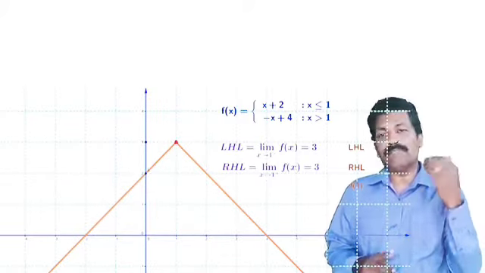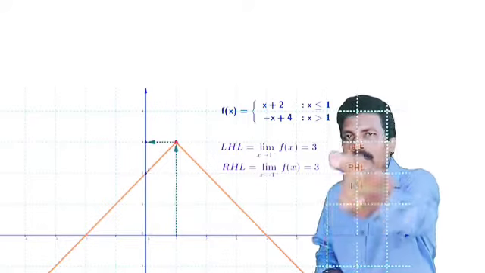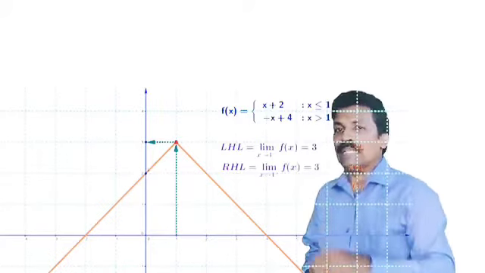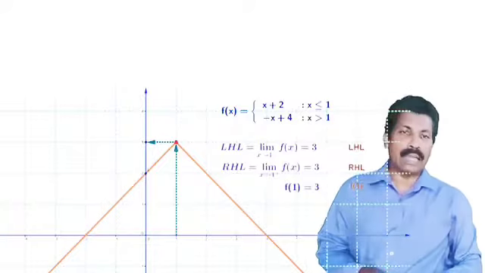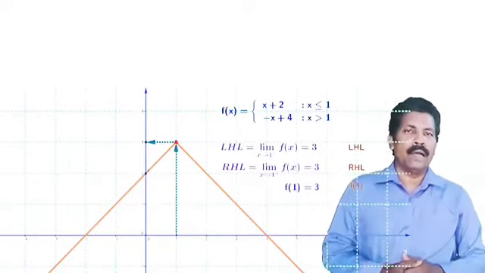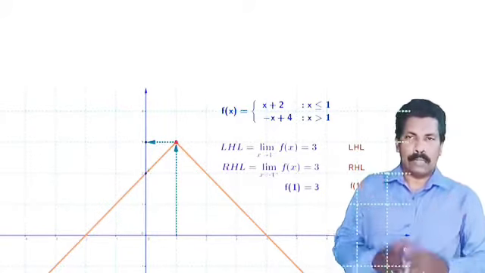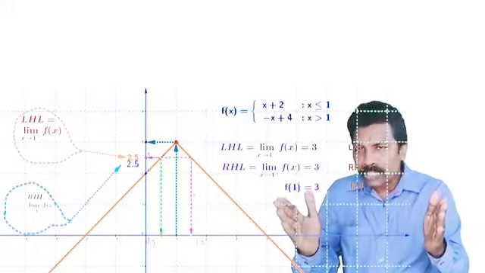Now, what about f(1)? When x is 1, you can see f(1) is 3 only. That is f(1) is equal to 3. Here, all the values are equal. Let us see all the cases together.